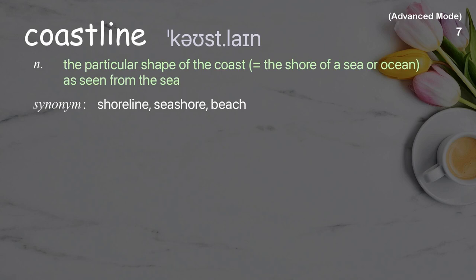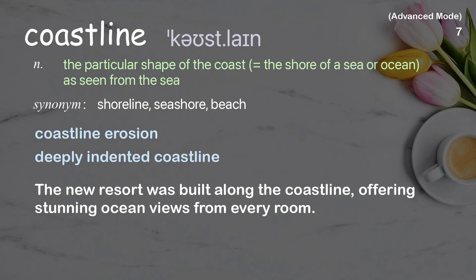Coastline. The particular shape of the coast, the shore of a sea or ocean, as seen from the sea. Examples. Coastline erosion. Deeply indented coastline. The new resort was built along the coastline, offering stunning ocean views from every room.